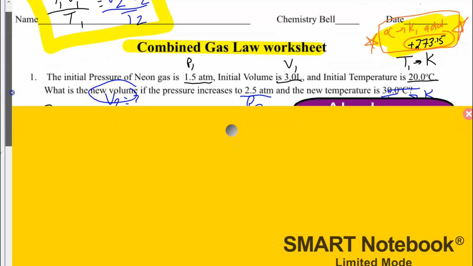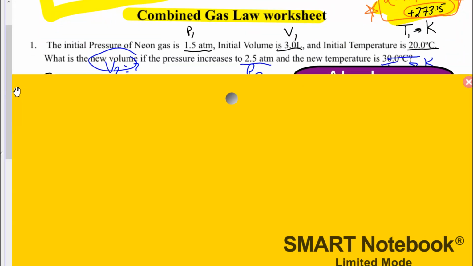So here's problem number 1. Remember, this should already be done. You should be checking work with me now. Gerund believes in you, so no cheaters. The initial pressure of neon gas is 1.5 atmosphere. Label that pressure 1. Initial volume is 3.0 liters. Label that volume 1. Initial temperature is 20 degrees Celsius. This is T1, but make a note, we've got to convert to Kelvin.